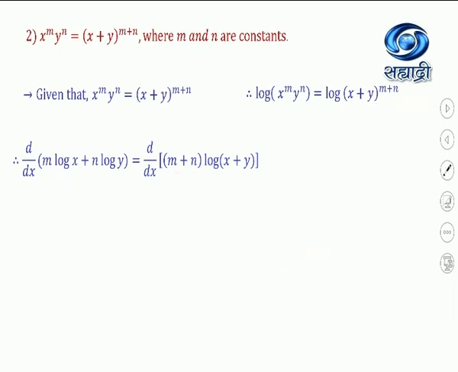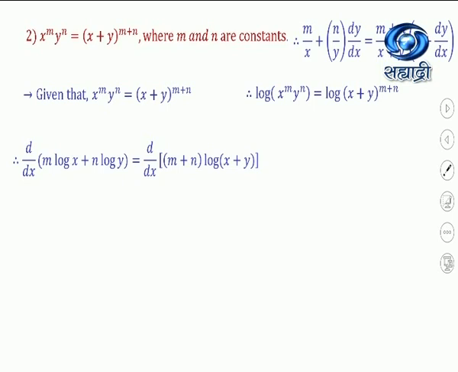See here. Now here we consider the derivative. Here the derivative of m into log x, that is m into the derivative of log x, that is m into 1 upon x here, then n into 1 upon y into dy by dx by chain rule. And now the constant can be taken out, m plus n into the derivative of log of x plus y. The derivative of log of x plus y is 1 upon x plus y into the derivative of x plus y by chain rule, and the derivative of x is 1 and the derivative of y is dy by dx.